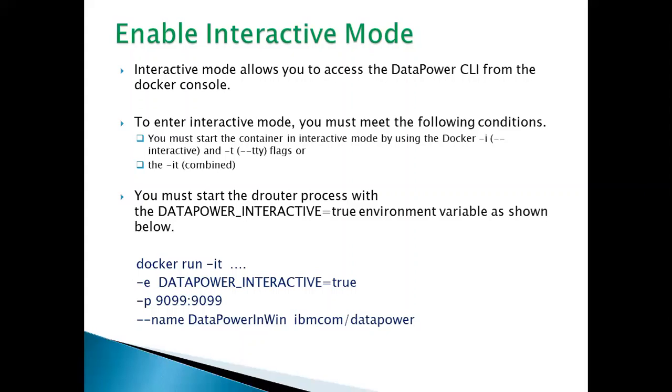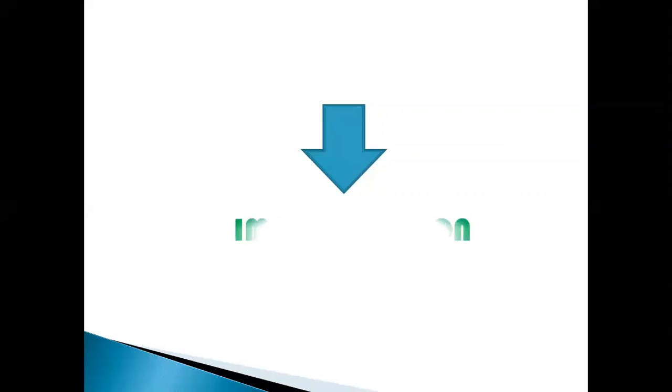As you see below: docker run -it, with some other parameters, then -e DATAPOWER_INTERACTIVE=true, -p 9090, where you can choose your port, and --name, where you can give any name to the DataPower container if it doesn't already exist, then ibmcom/datapower. This is the DataPower image in the Docker host. It will run the image and create a container. Now we can see the implementation.